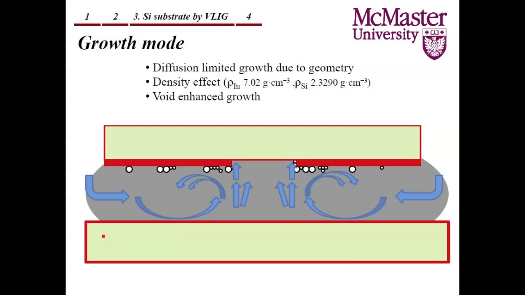So the growth mechanism is based on three categories. First is diffusion limited. Secondly, it has a density effect. And lastly, it has a void enhanced growth mechanism. So first, diffusion is being limited by this kind of structure. The lower part is the oxide plate, where the vertical growth is being impeded by this oxide plate. So only lateral growth is enhanced.